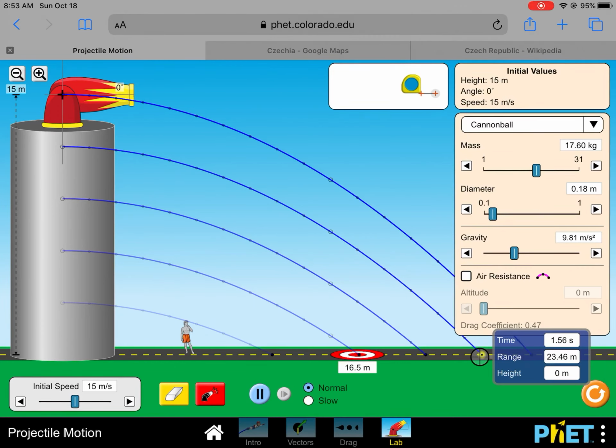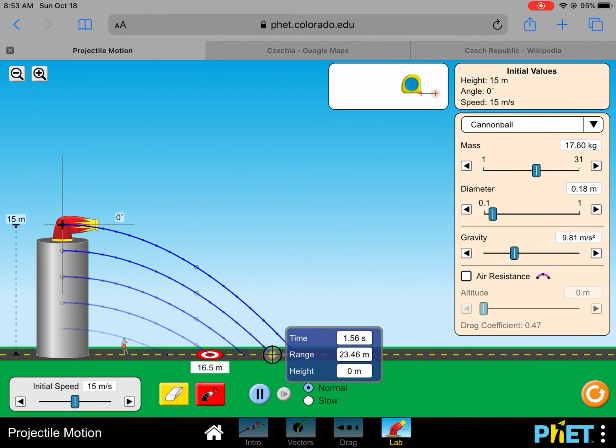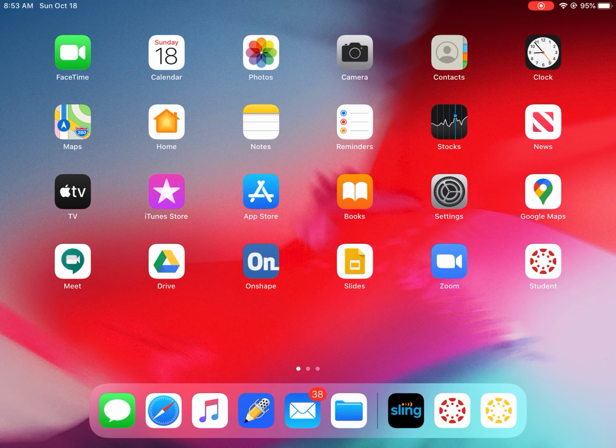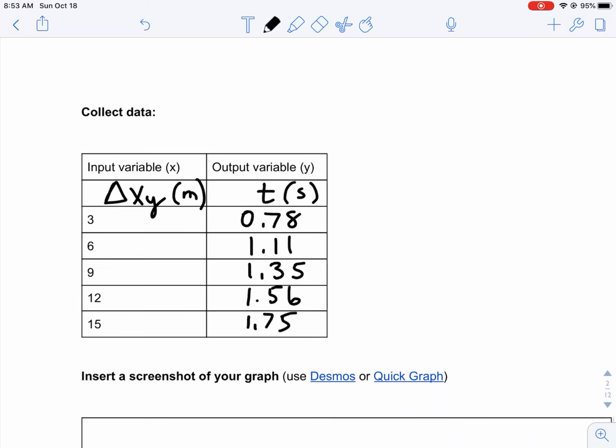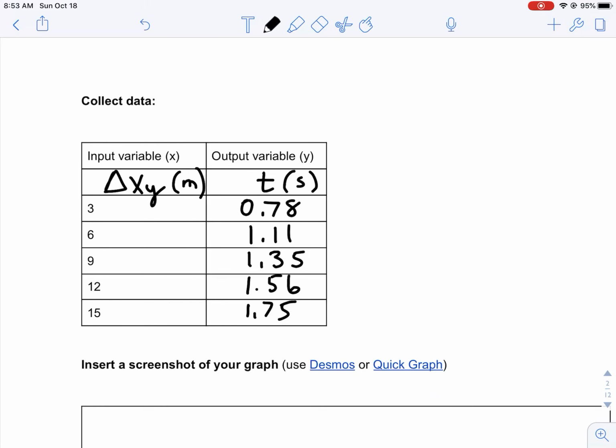Now, if you're getting off the screen a little bit, you can zoom out. Upper left-hand corner, there's a zoom plus or minus. And I'm getting, well, it's harder to get the values when you zoom out. 1.75 seconds for 15 meters. All right, and you might notice these values are not decreasing at a constant rate, so this is not going to be linear. So we're going to graph our data using Desmos. There's a link right here, or you can use Quick Graph. Quick Graph is super fast, so let's use that.